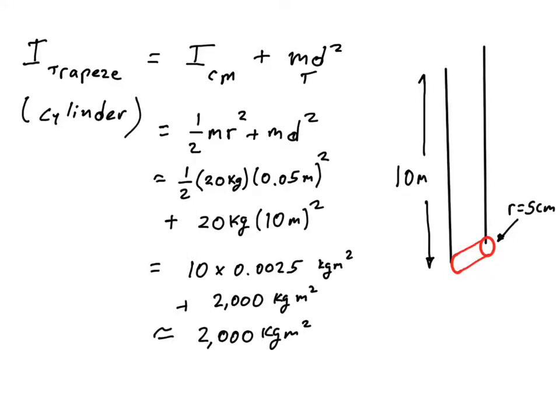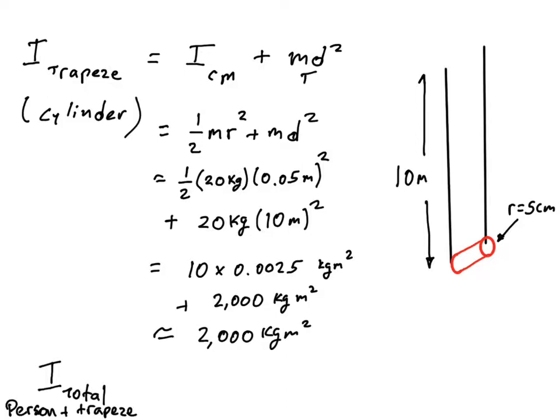Notice that the first term, the moment of inertia of the bar with respect to its center of mass, is very, very small, so we can neglect it. It's less than 0.01, it's 0.025. In any case, that's pretty small compared to 2,000. So we're just going to round this to 2,000 kilogram meter squared.